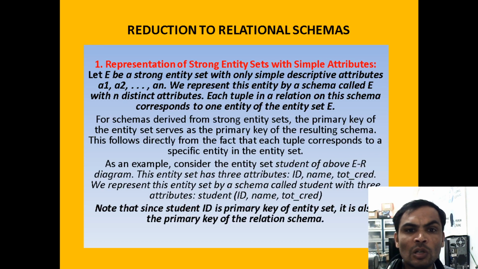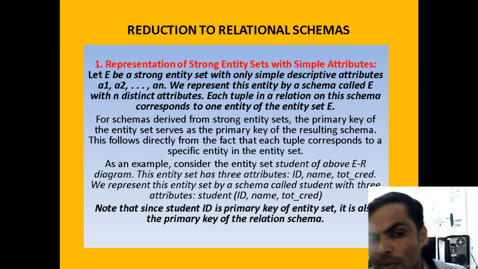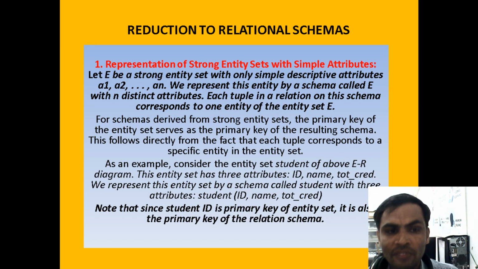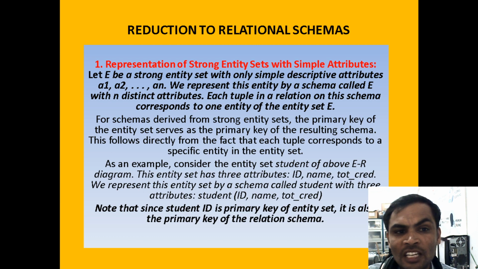Now, how do you want to reduce the schema with the help of the relational model? We can reduce it in three ways. First, representation of a strong entity set with simple attributes. Under the strong entity set, as I said just now, if you are defining the primary key, then we can call it a strong entity set.